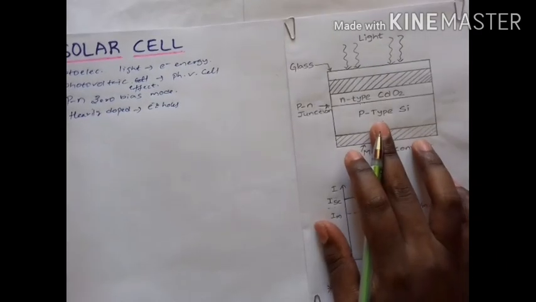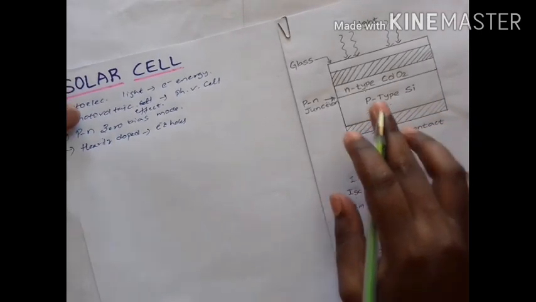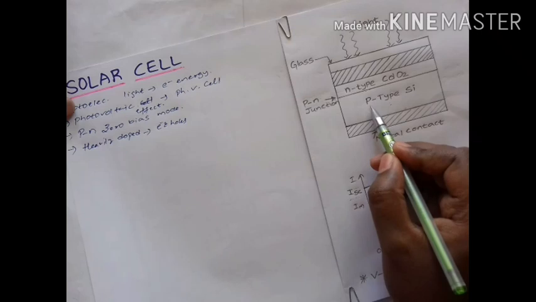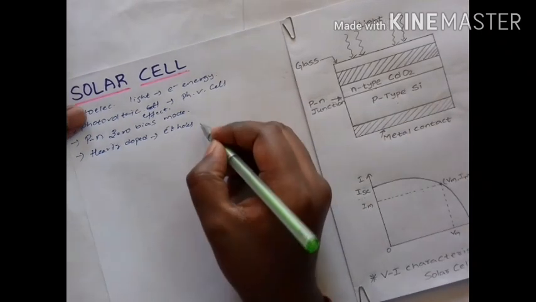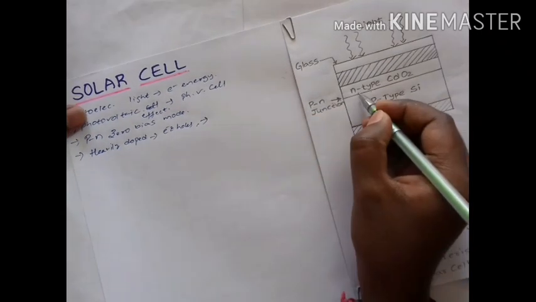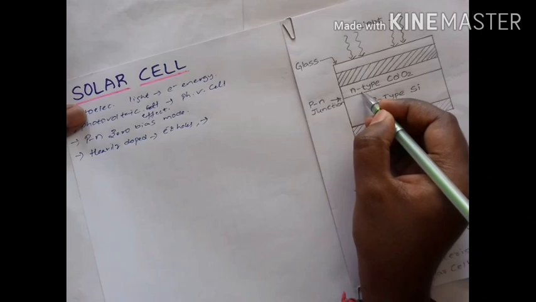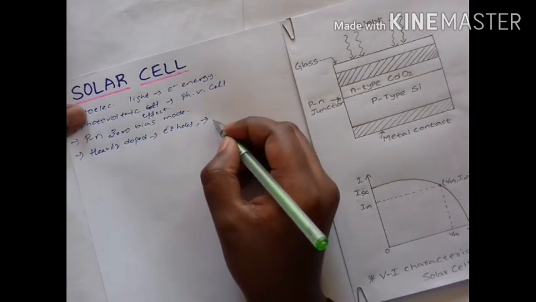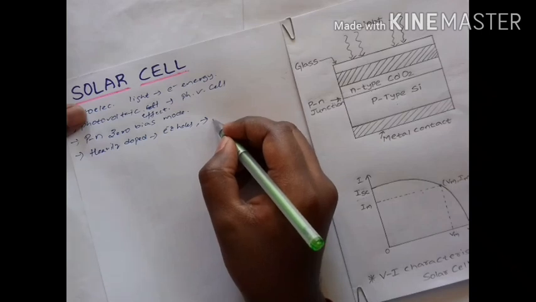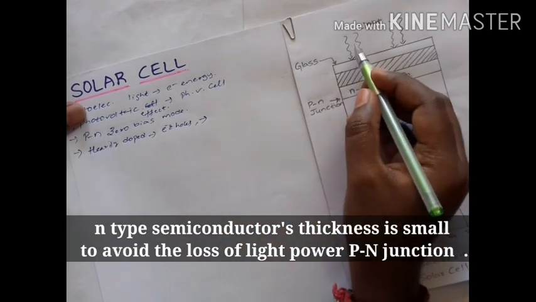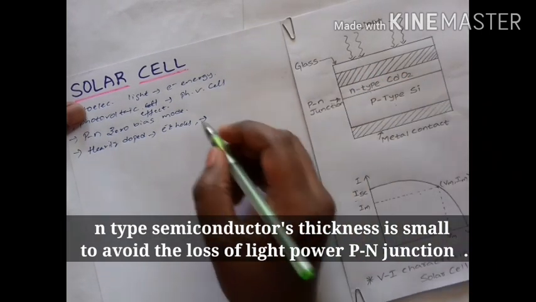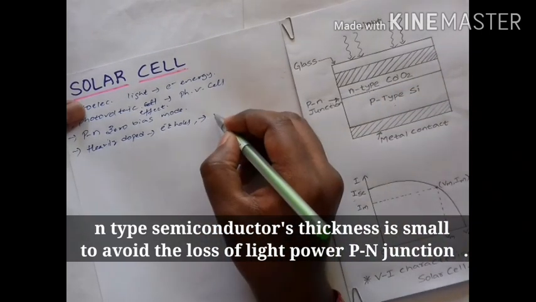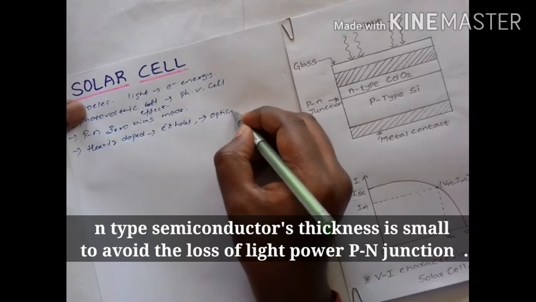You can observe in this diagram an n-type semiconductor placed over the p-type semiconductor, and the width or the thickness of the n-type semiconductor is very small. The reason for that is the light coming from the top surface should reach the solar cell without any optical power loss.